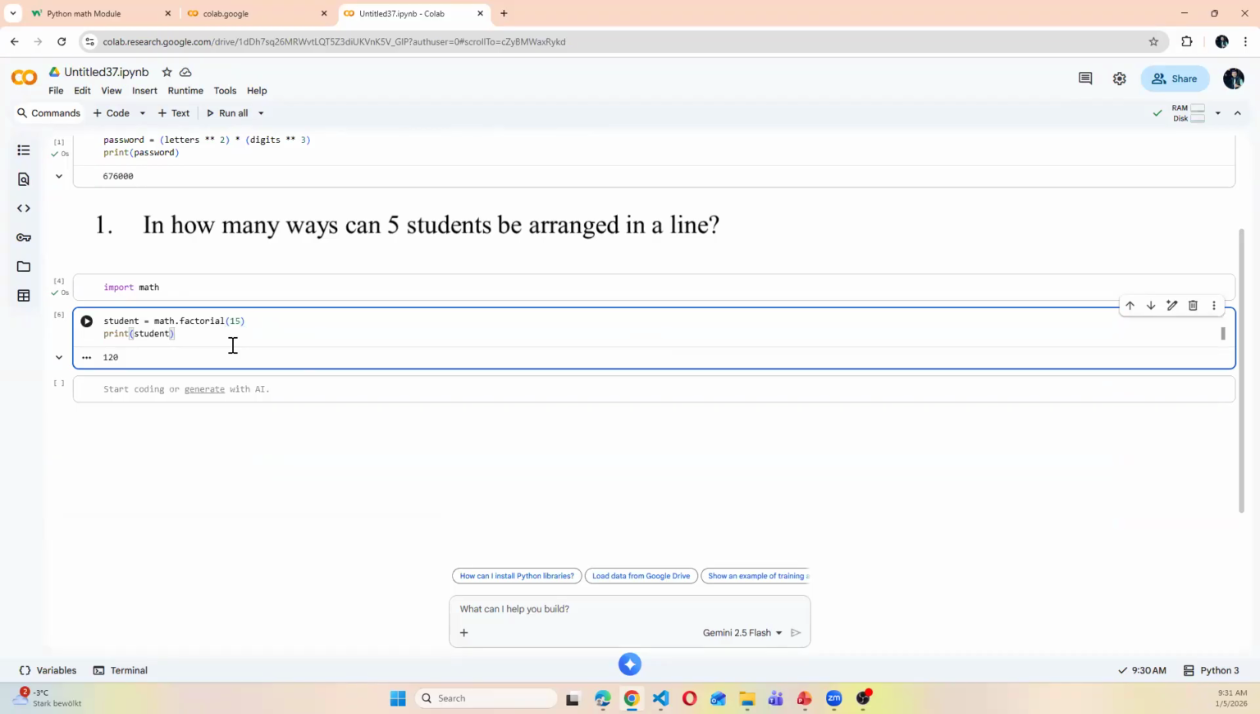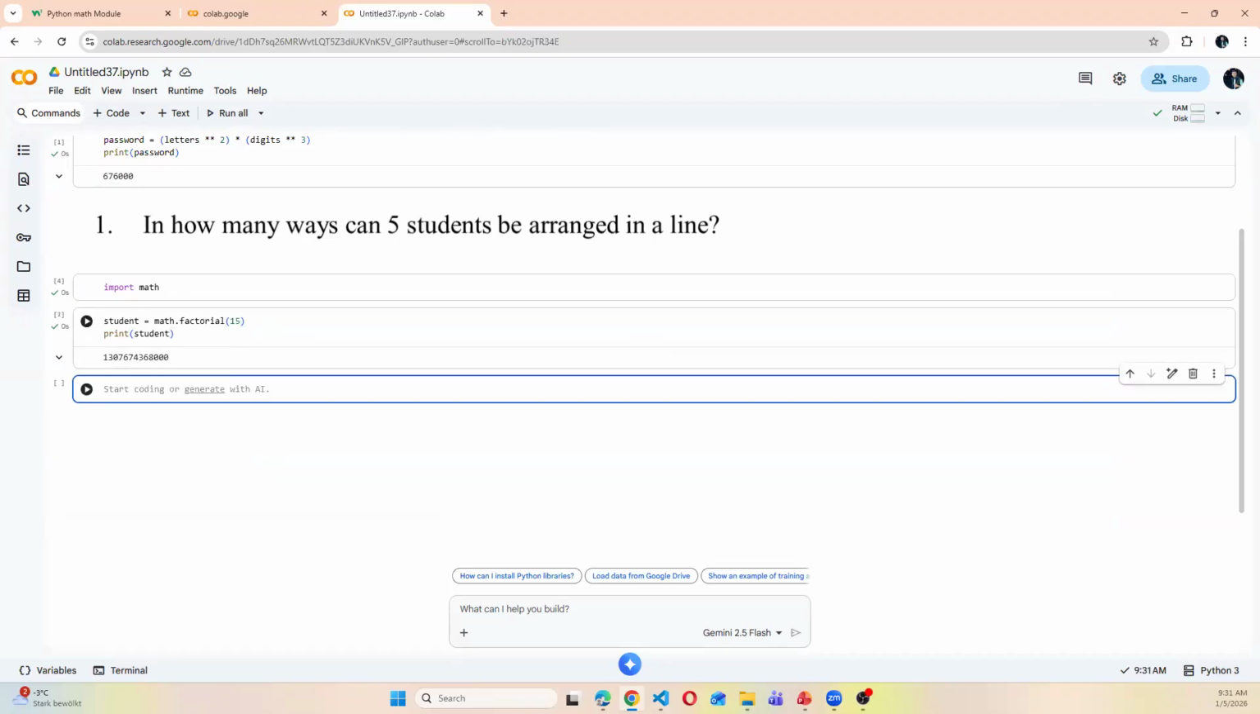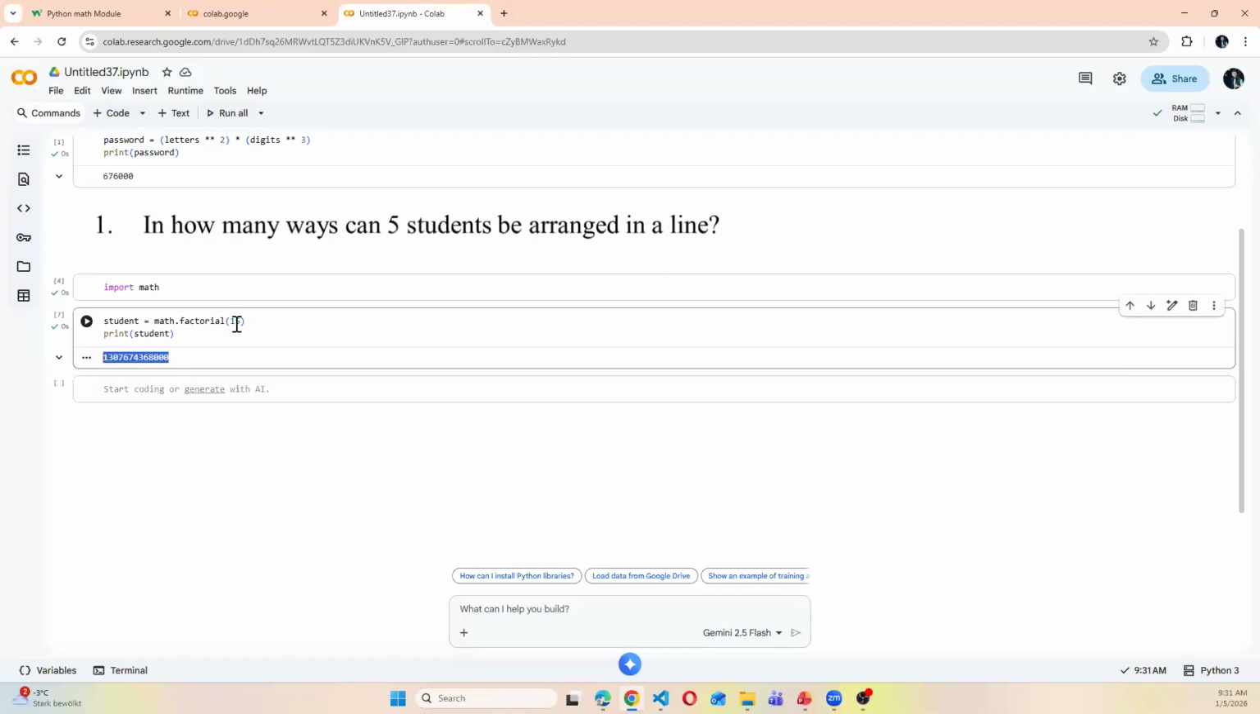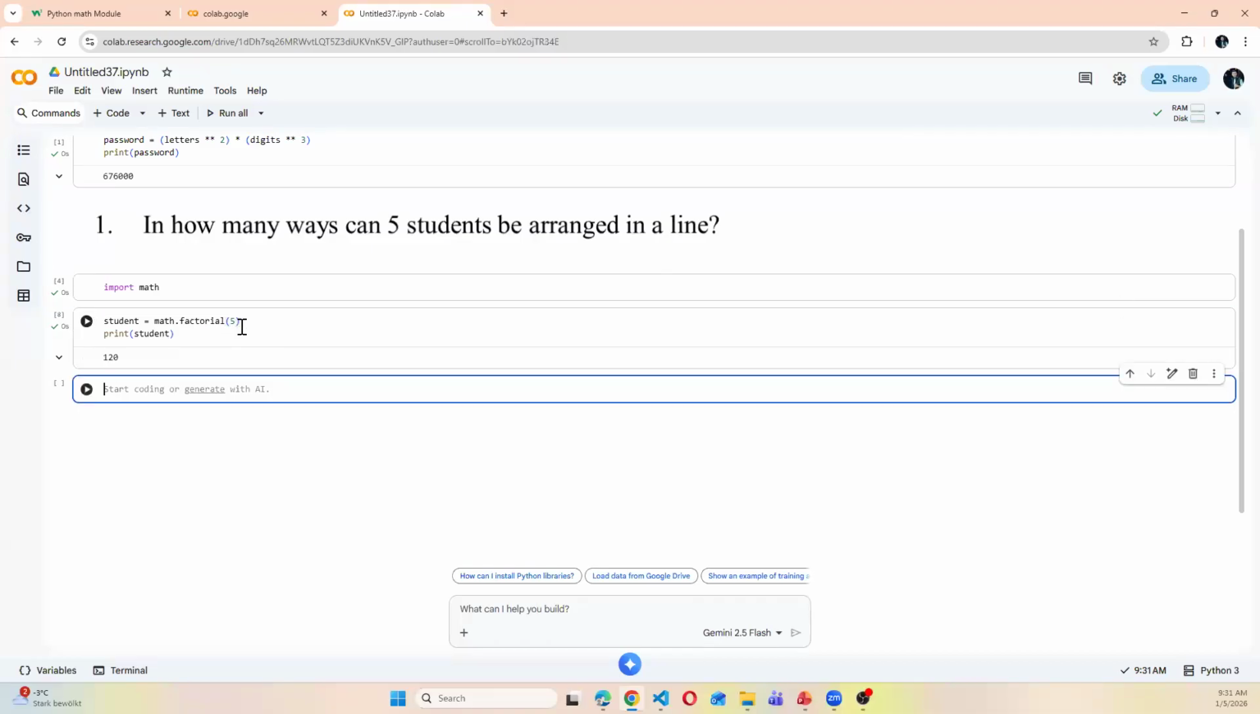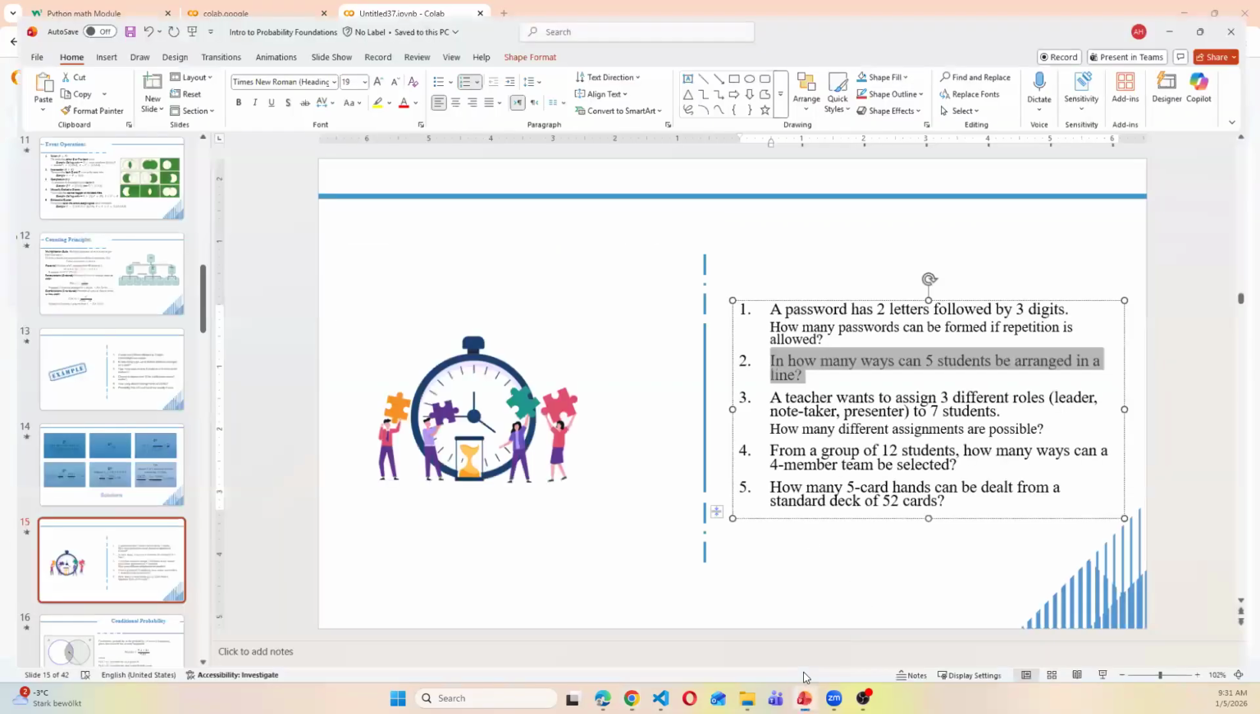So you can just say math.factorial of 15 and you get this much. I cannot even count it. So this is the factorial for 15. That's why it's very good if you use math.factorial. And then we have another one.